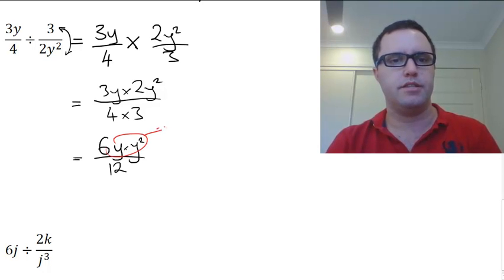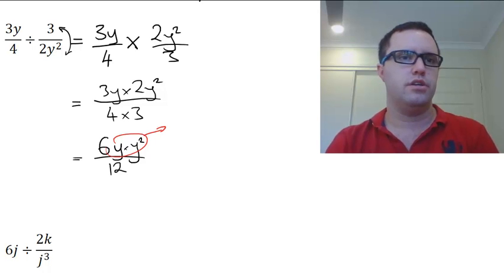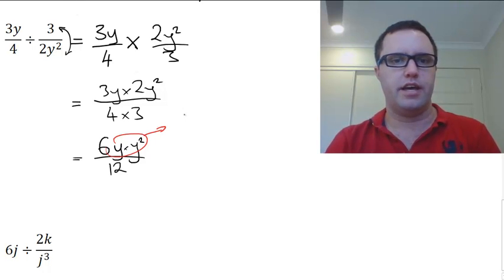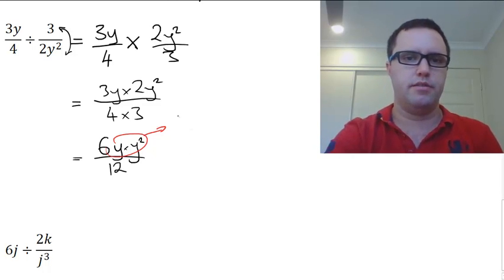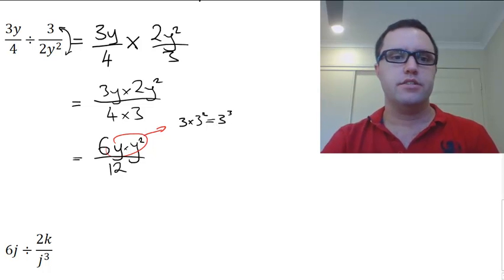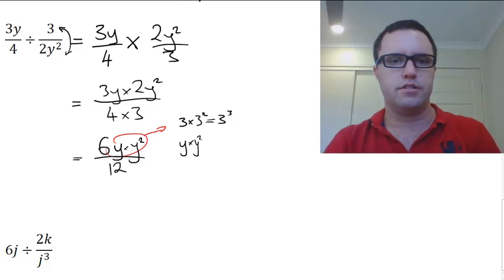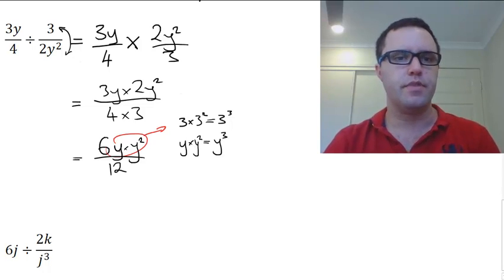You may be able to remember that, for instance, if we had 3 times 3 squared, you could rewrite that as 3 to the power of 3, because it's 3 times 3 times 3. So in the same way, you can rewrite this: y times y squared is the same thing as y to the power of 3. Okay, so that's how we simplify that little thing going on here.